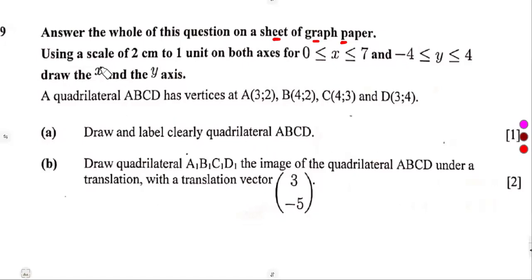So we were told here to use a scale of 2 centimeters to represent 1 unit. Whatever we are given there, it is 1 unit on both axes. Given the interval for x and also the interval for y, draw the x and y axis. Okay, so let us figure out, as we can see, the x values are positive, guys, from 0 to 7. We only have positive values. And the y values are from -4 up to +4. So we're just going to have it as it is.